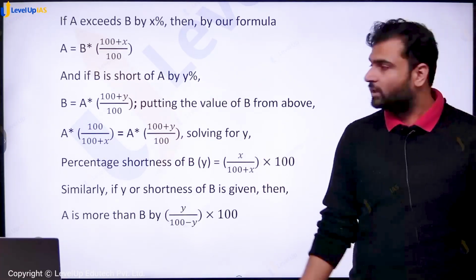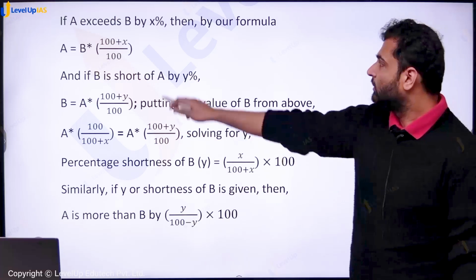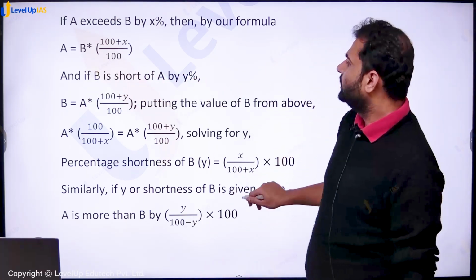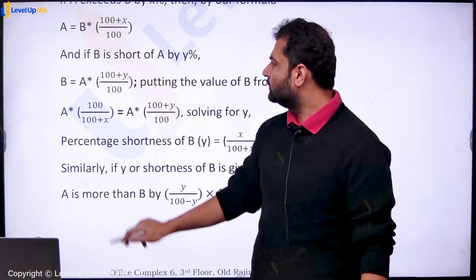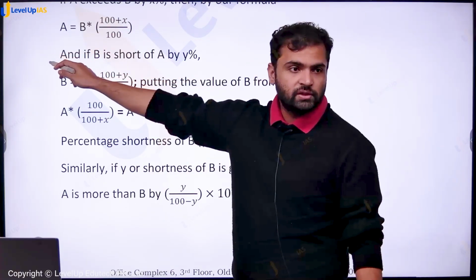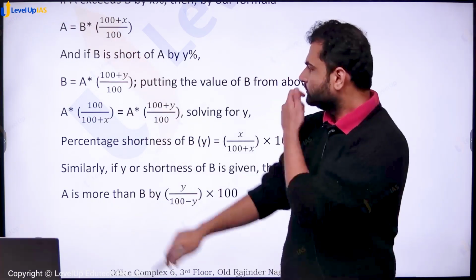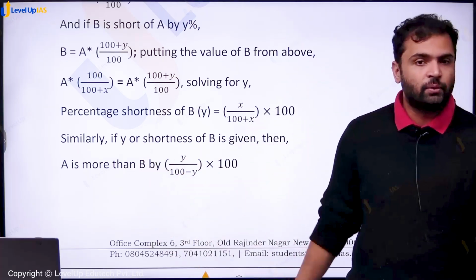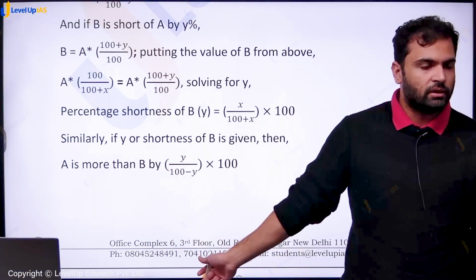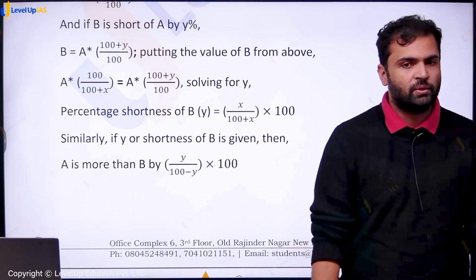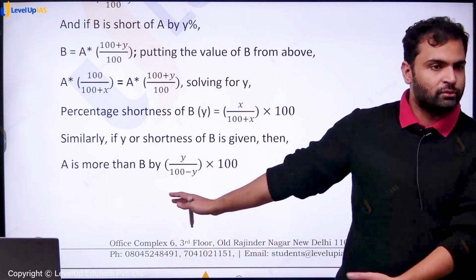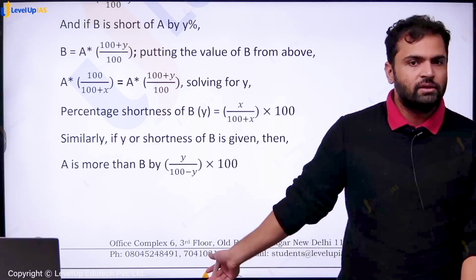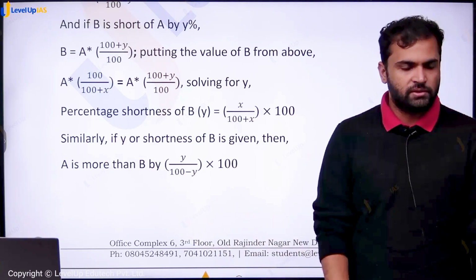So if you put these values together, A will get cancelled because putting the value of B from this thing, you get this 100 by 100 plus X goes into denominator, X goes into numerator, A gets cancelled. Percentage shortness and percentage values of X and Y can be found out if one of them is given. If X is given, Y can be found out. If Y is given, X can be found out. These are the formulas for those of you who want to remember them. For others, we will see how we can solve directly without using the formulas.